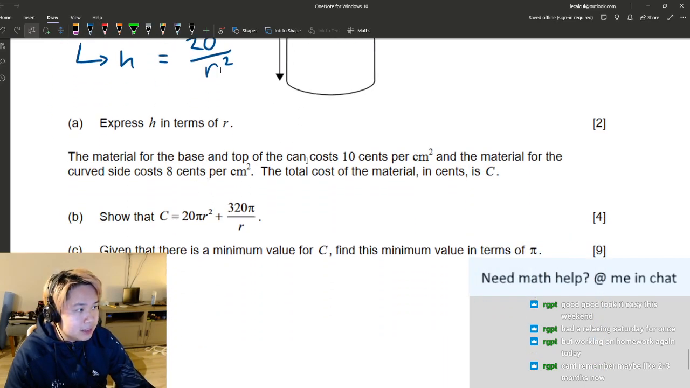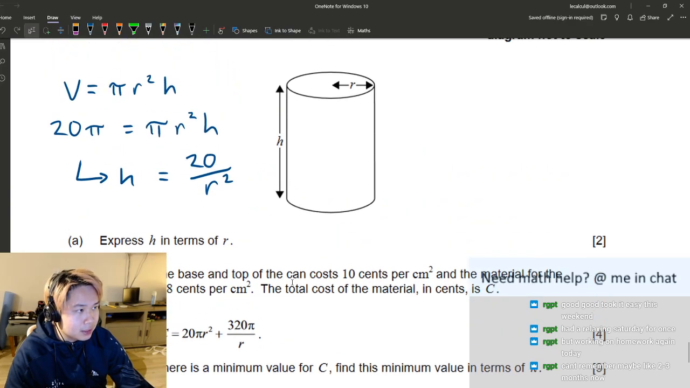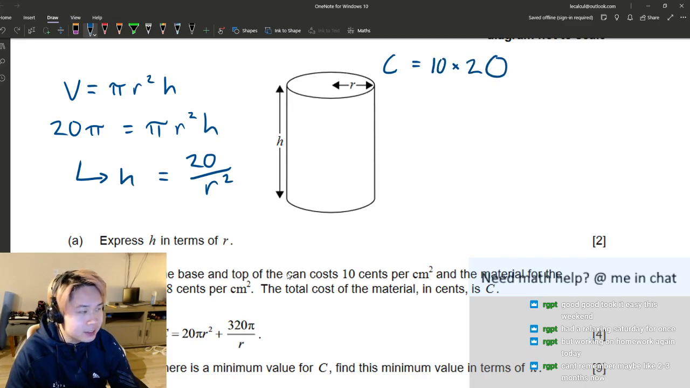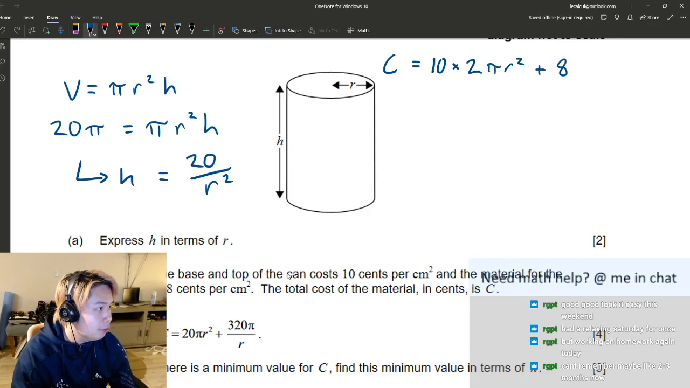Okay, material of base and top costs 10 cents. Material for the curved side costs 8 cents. And then we need to show that this is the total cost. Okay. So the cost is, right, 10 cents times 2 of the areas of the circles, which is just pi r squared, plus 8 cents for the area of the wall, the curved part right here.